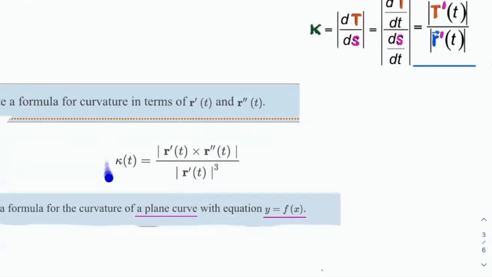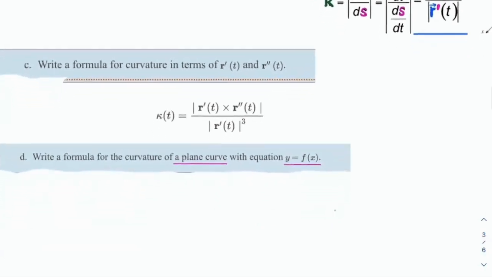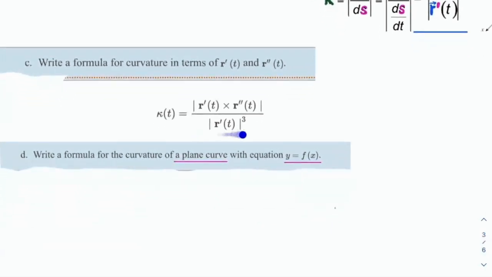Sometimes this formula is more useful when you calculate the curvature. In this formula, remember you need to get r prime, you need to get r double prime, and you also need to find the magnitude. If you can get those ingredients, you'll be able to calculate the curvature. This is for any space curve. You can calculate the curvature this way for any continuous, differentiable, actually smooth curve, okay?